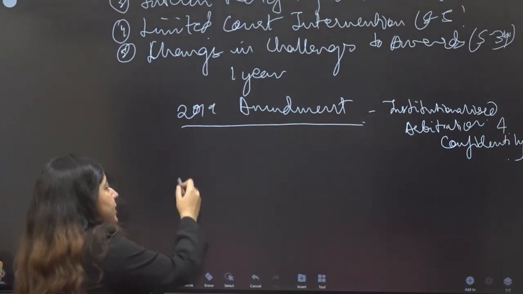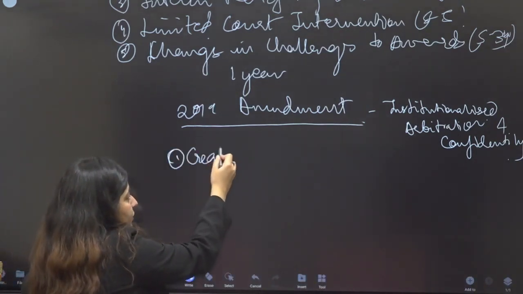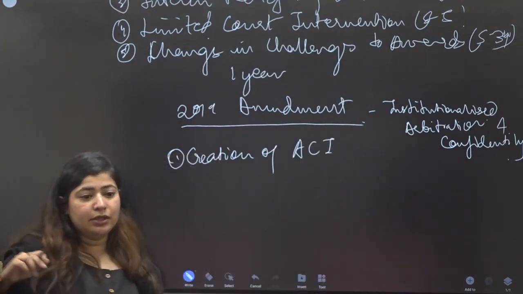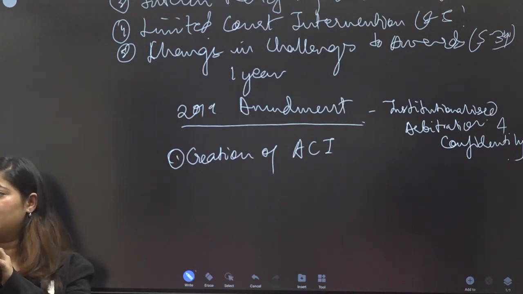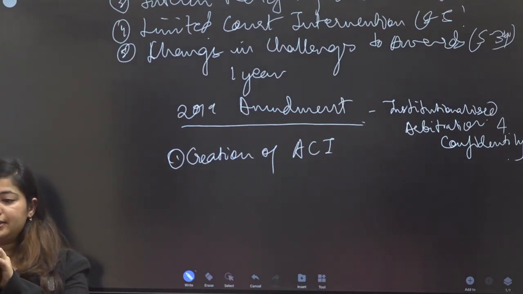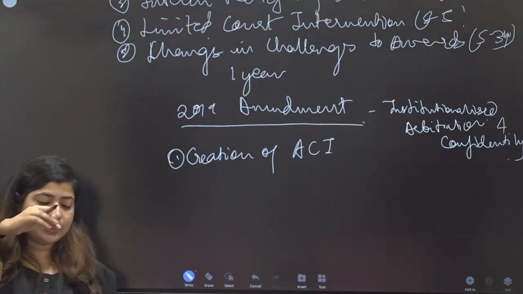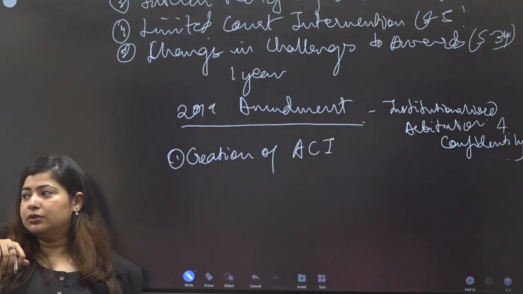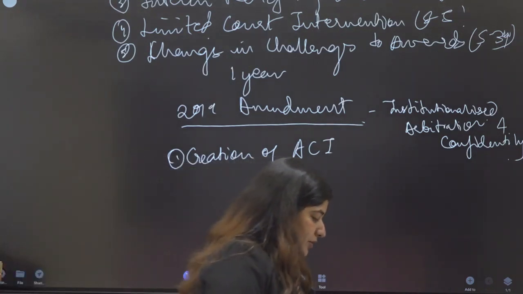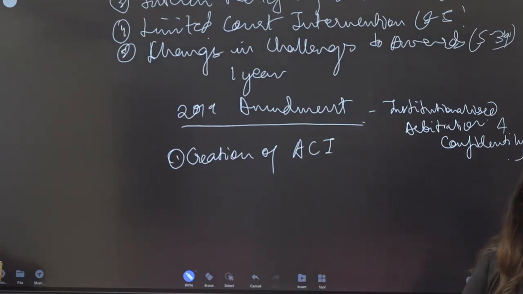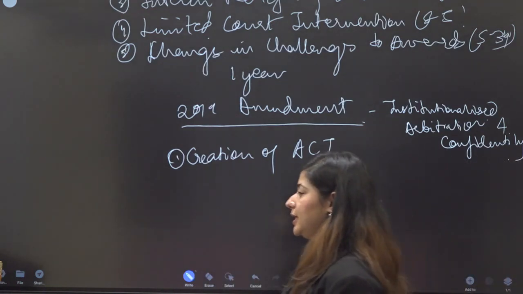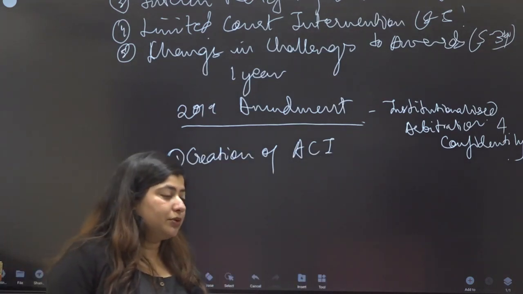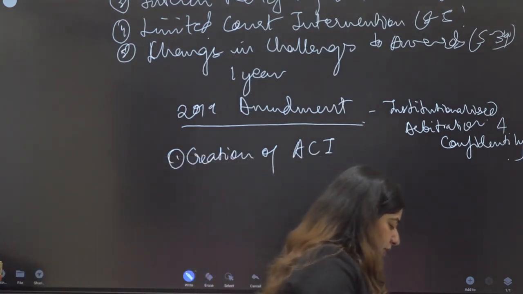Key changes: we will start with the creation of the Arbitration Council of India. This was the first key change by 2019. What is the Arbitration Council of India? Just write 2 lines. Statutory body to promote arbitration. Grade arbitral institutions. And accredit arbitrators.